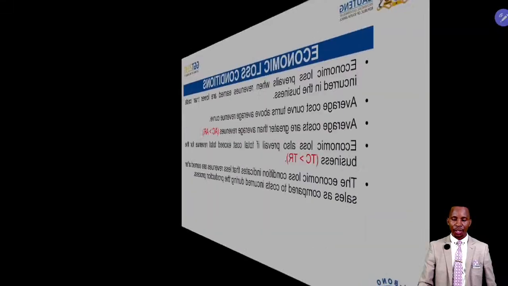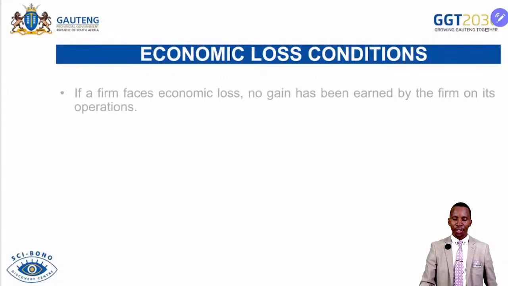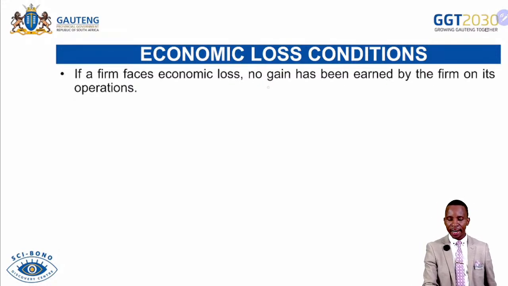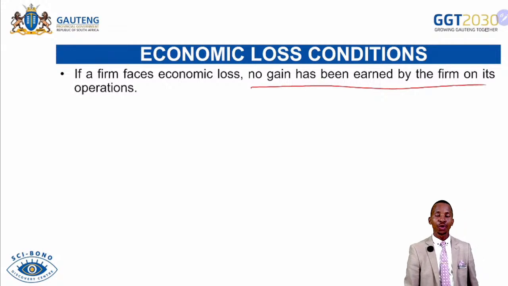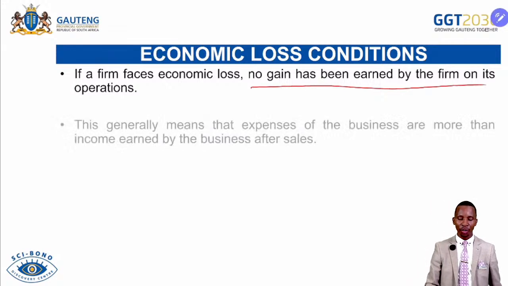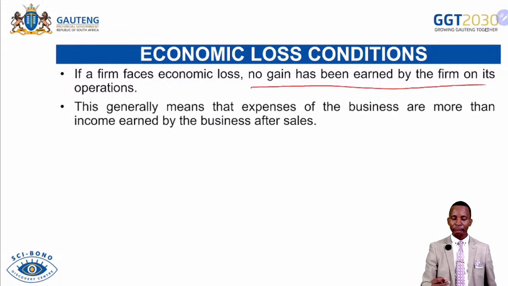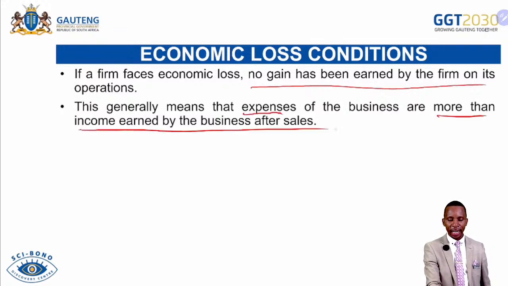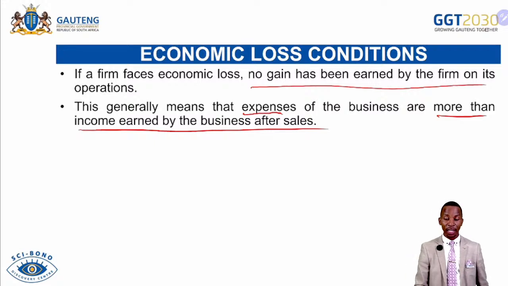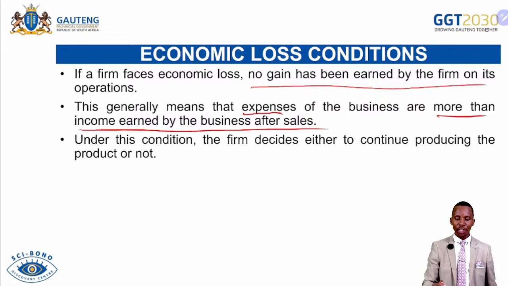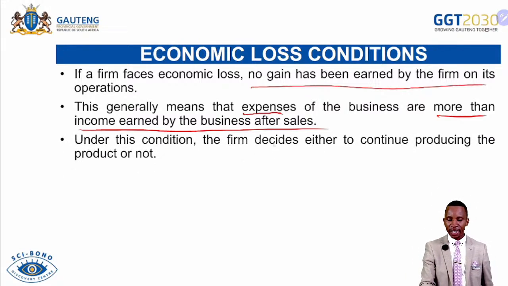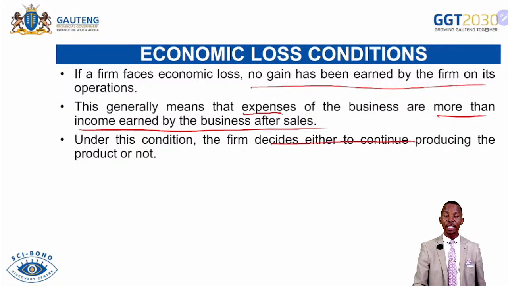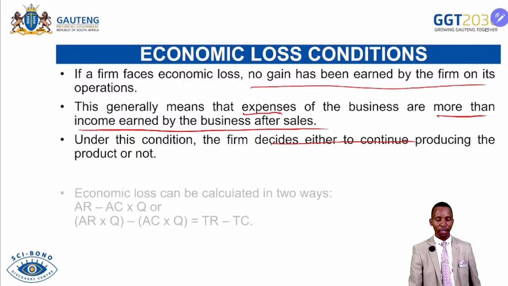And then we continue. And then conditions continue. If a firm faces economic loss, no gain has been earned by the firm on its operation, but it has just made a loss. This generally means that expenses of the firm are more than income earned by the firm after sales. So that is the economic loss condition. Under this condition, the firm decides either to continue with its operation or to leave the market. It decides depending on the depth of economic loss.